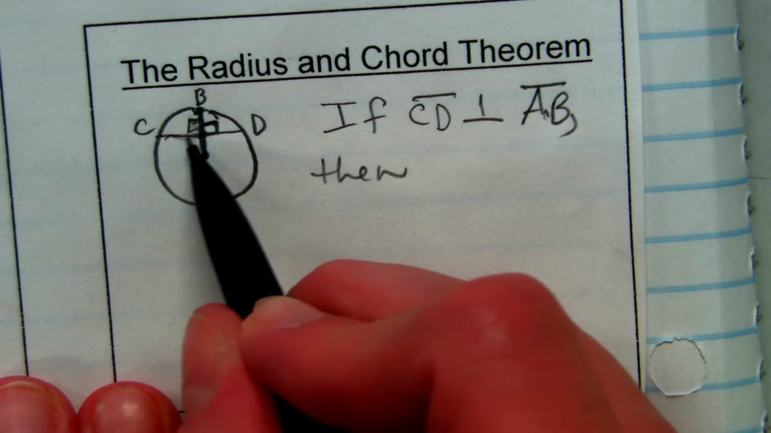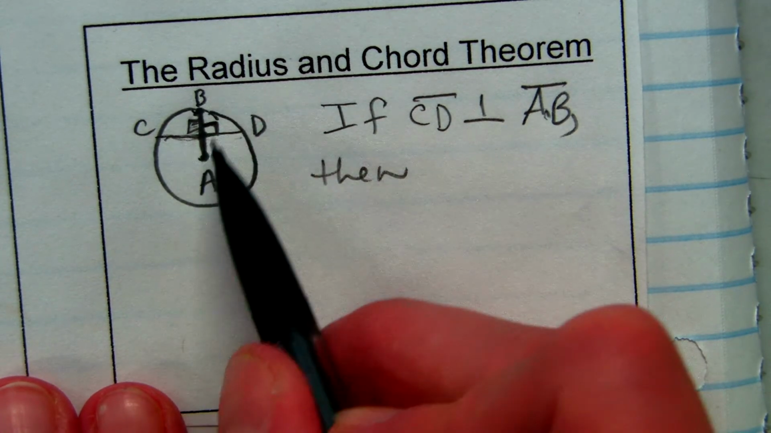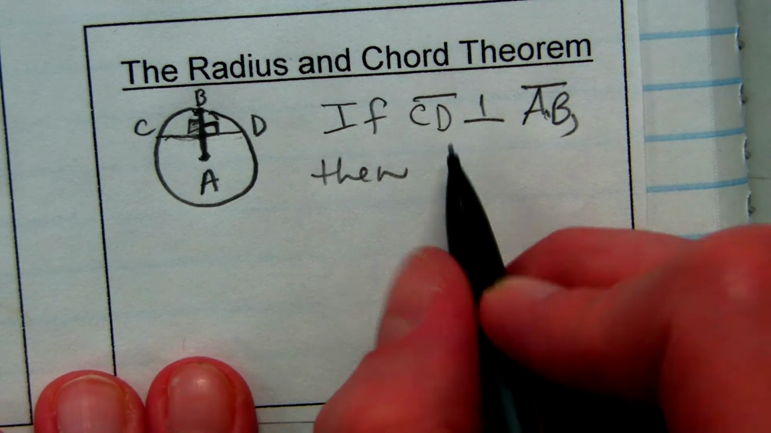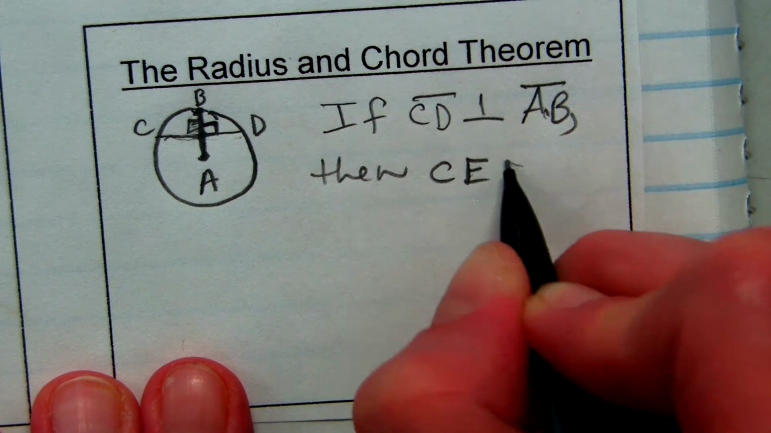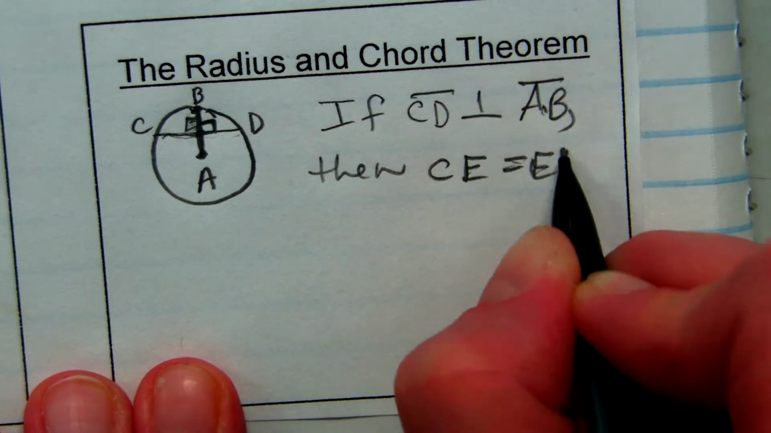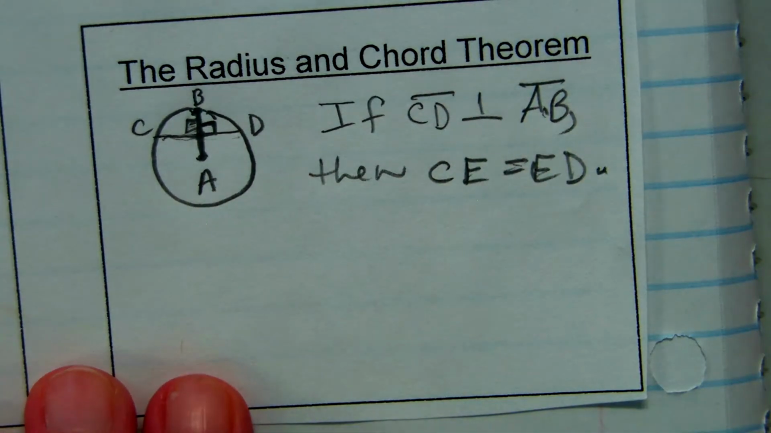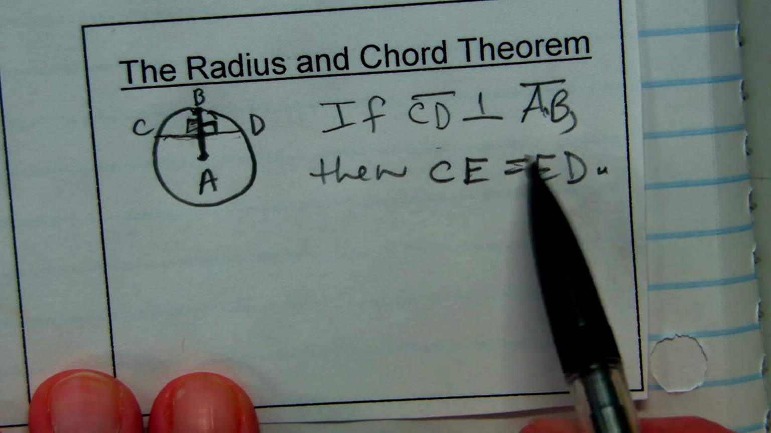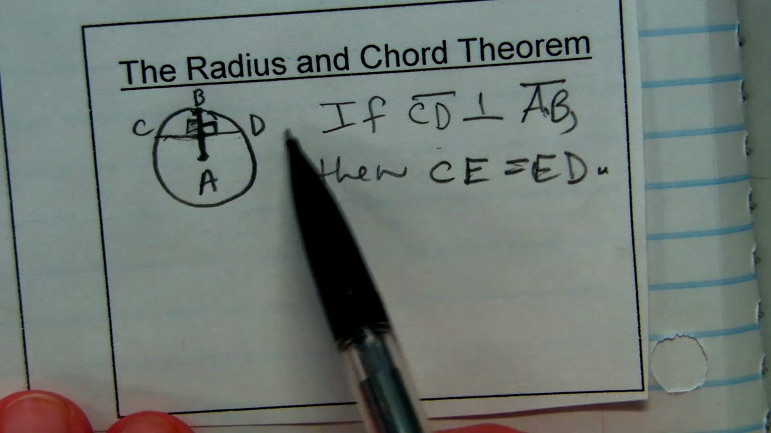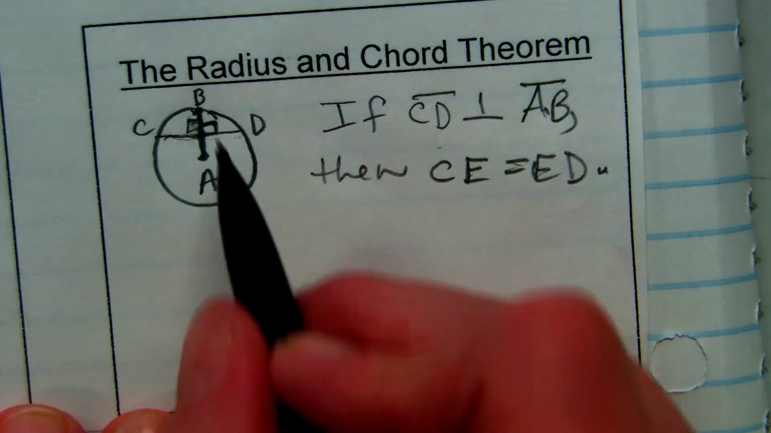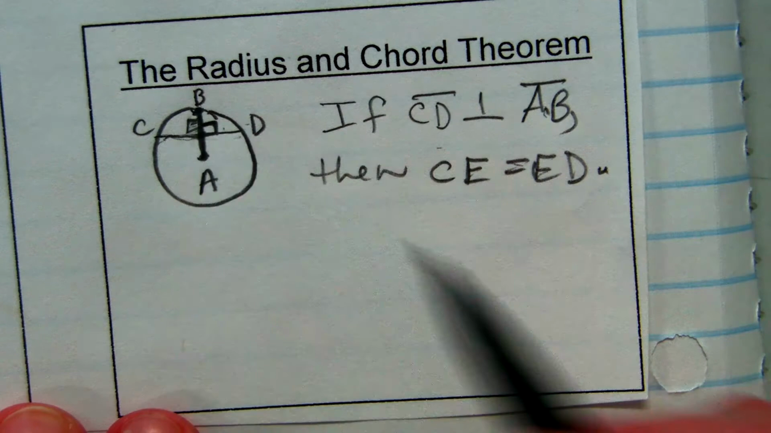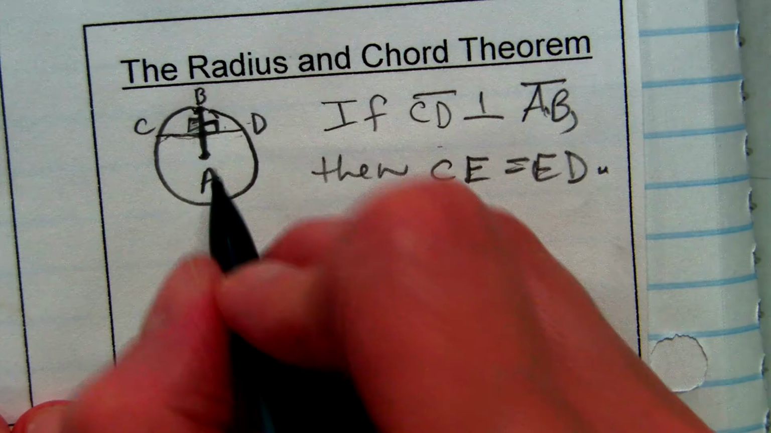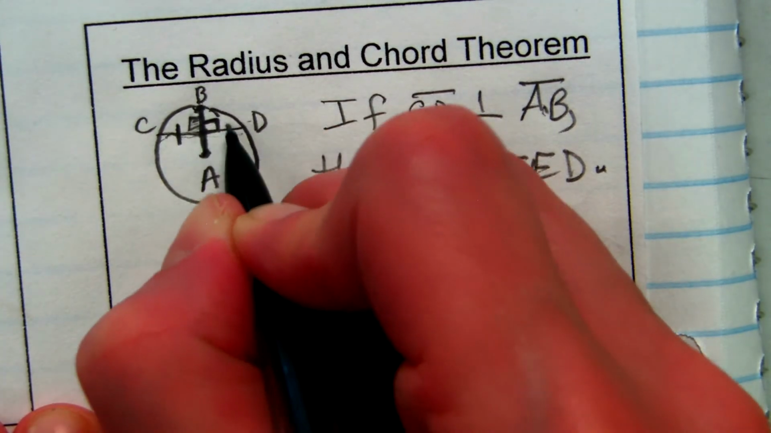So CD, this chord right here, is perpendicular to AB. Then CE equals ED, or DE, whatever you want to call it. And remember you leave the little segments off because those are distances. So basically it bisects the chord. So these come out the same. We can mark that on the picture. This and this are equal.